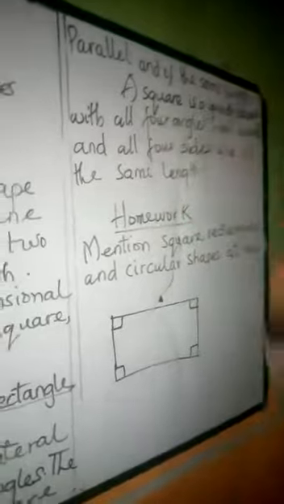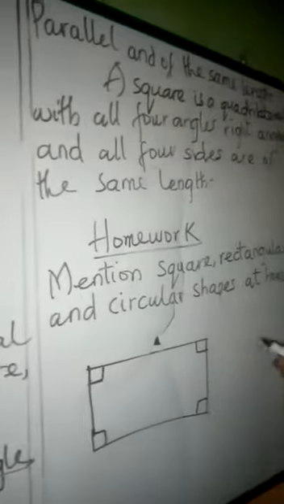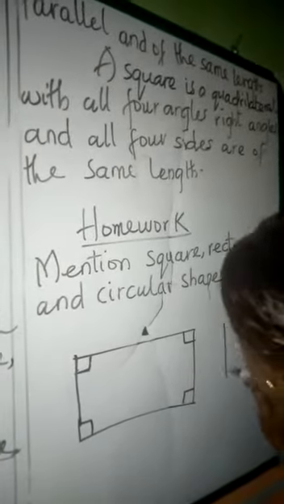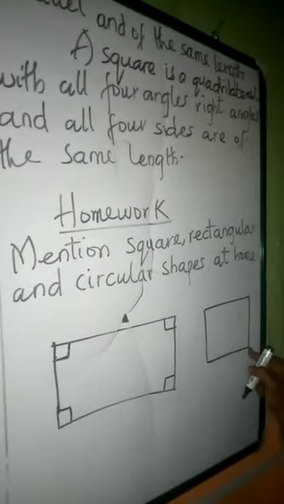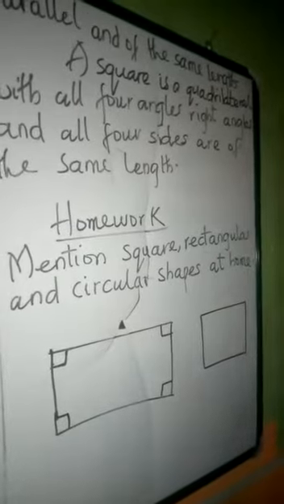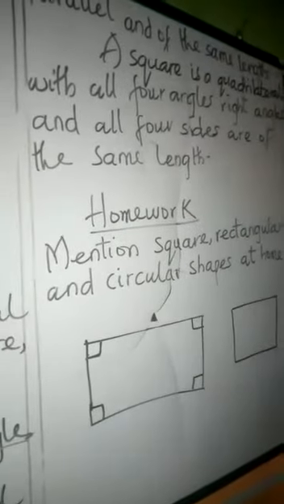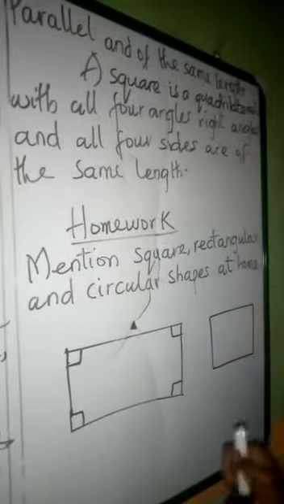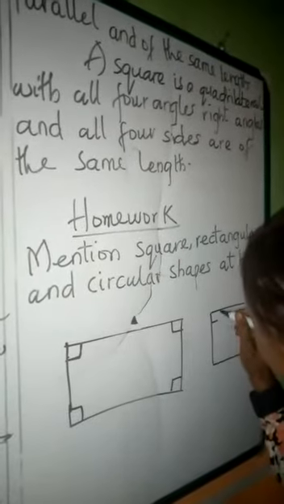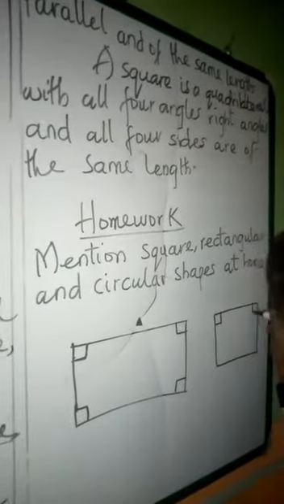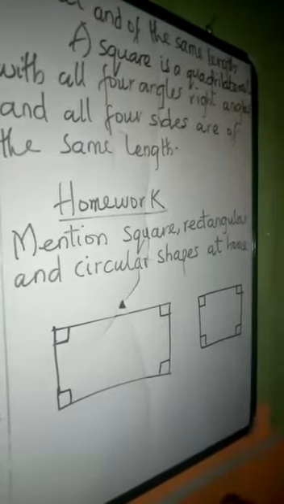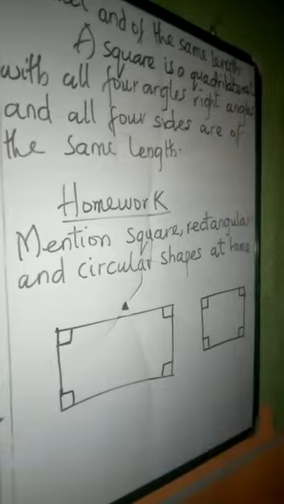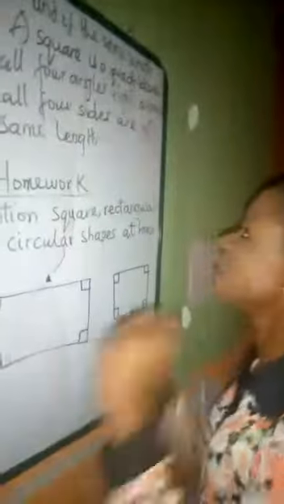Coming to a square, look on the board. Let me draw a square shape. This is a square shape. A square is a quadrilateral with all four angles being right angles. The same thing is applicable to a square. The four angles are right angles, and a right angle is exactly equal to 90 degrees. When you sum them up, they give you 360 degrees.